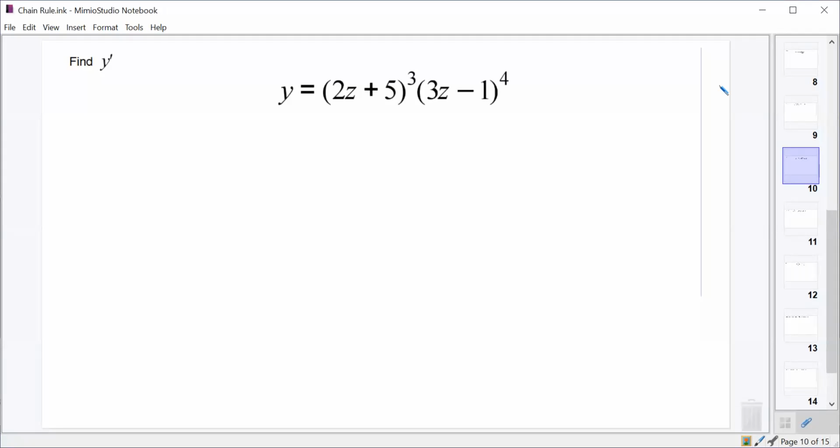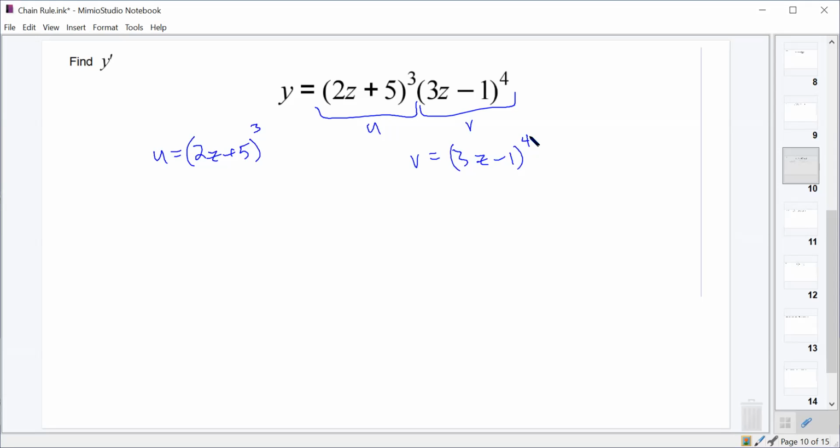So if we want to find the derivative of (2z+5)^3 times (3z-1)^4, what rule do we need to use? Product rule? Product rule, exactly. This is one function, u, times some other function, v, right? We've got u is (2z+5)^3, so I'm going to write that here. And v is (3z-1)^4.